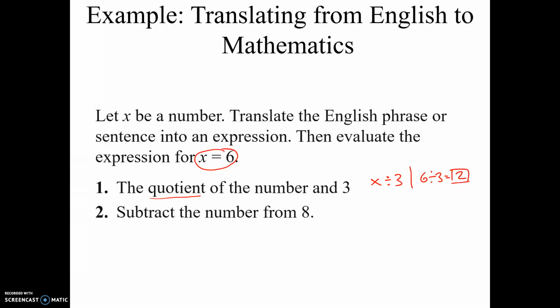Now I made a mistake here. I did not use parentheses when I replaced x with 6. So for good practice, let's always use parentheses. Subtract the number from 8. Okay, now let's think about what this is saying. We're taking a number and we're subtracting it from 8. Well, if we're subtracting the number from 8, then 8 will come first, and we're subtracting from 8. So the expression will be 8 minus x. And once again, if we substitute the value of x equals 6, we will have 8 minus parentheses 6, which will equal 2.